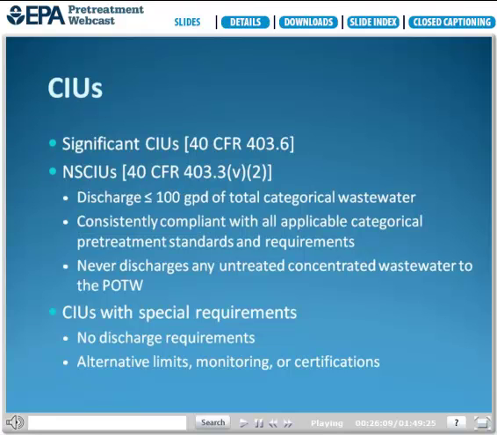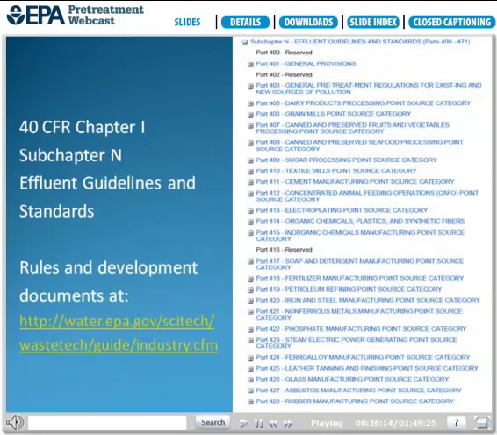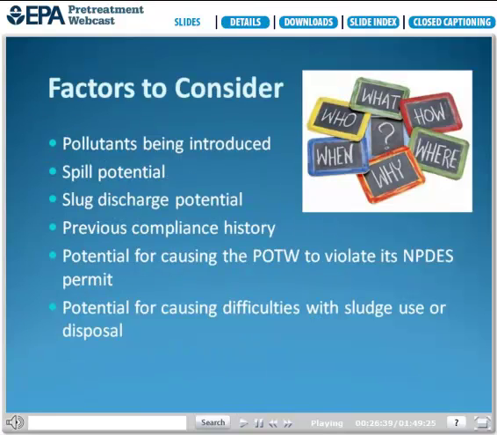Now here is a list of some, not all of, the categorical pretreatment standards. You can find these regulations at 40 CFR 405 through 471. On that EPA website that's listed there, you can sort through the list of industries and download regulations as well as some specific guidance documents pertinent to that industry sector. When categorizing its significant industrial users, the POTW needs to consider several factors.